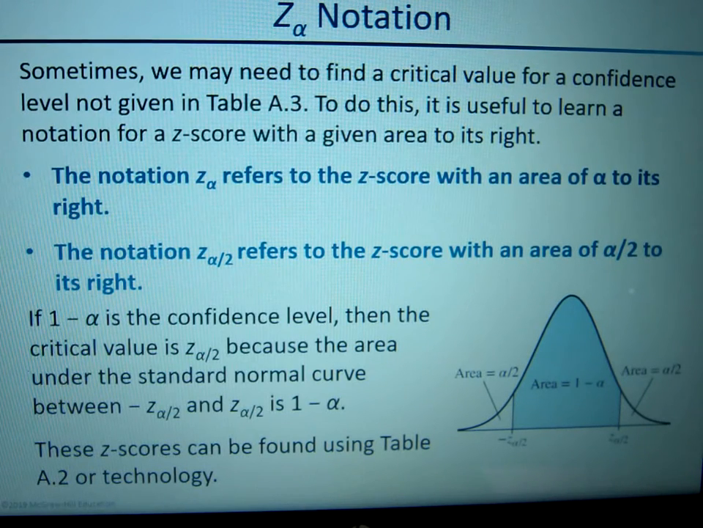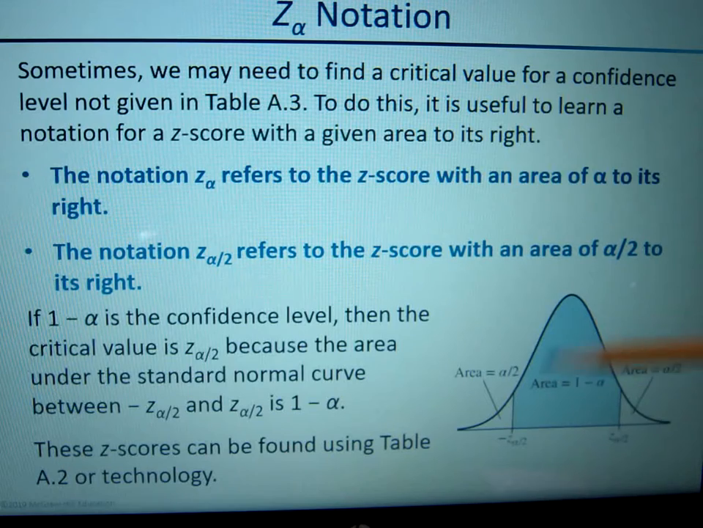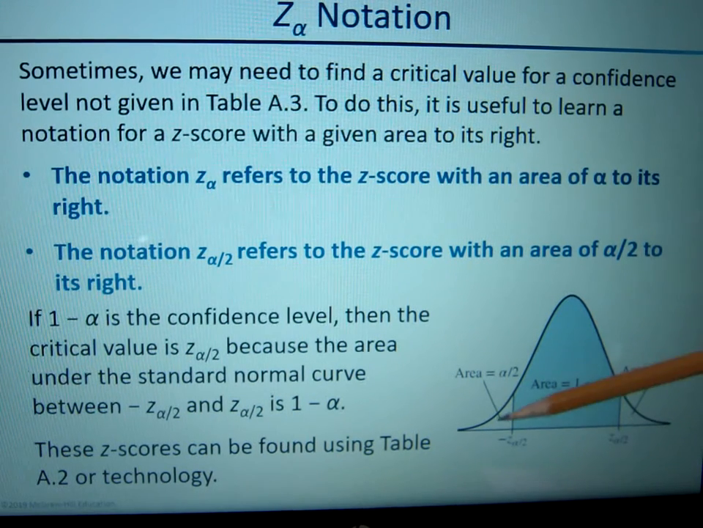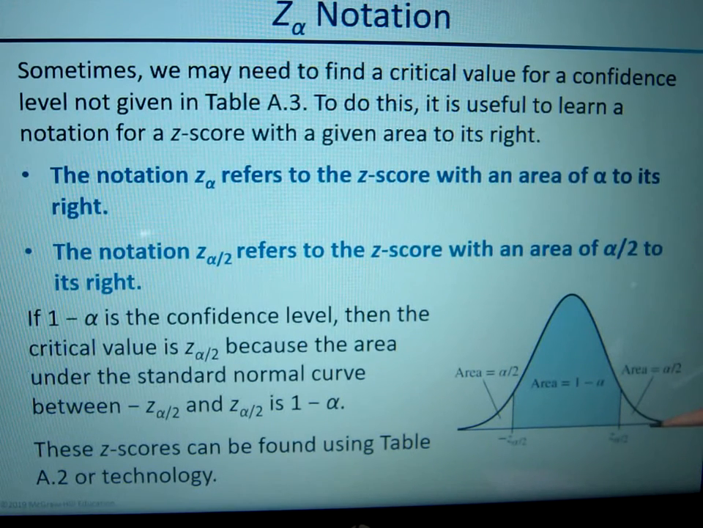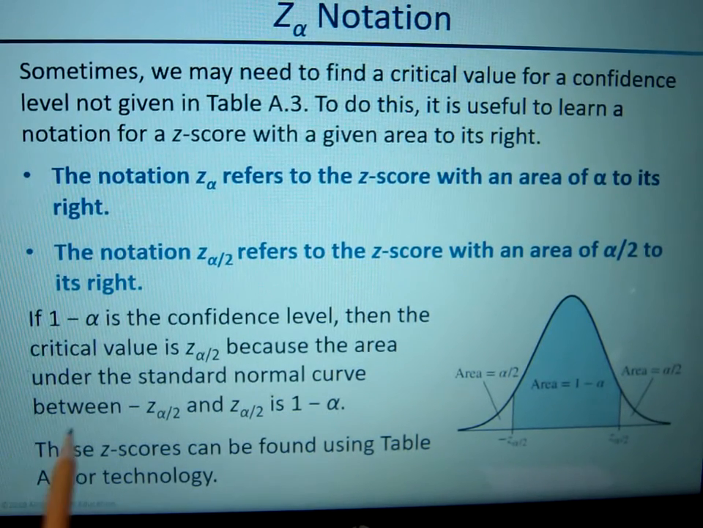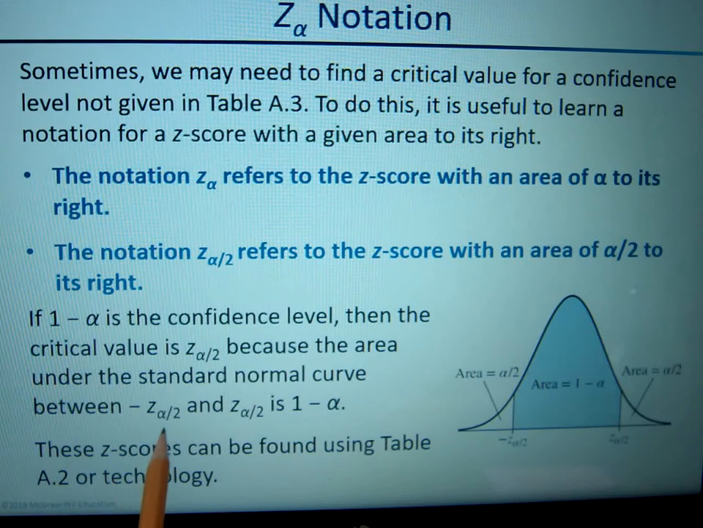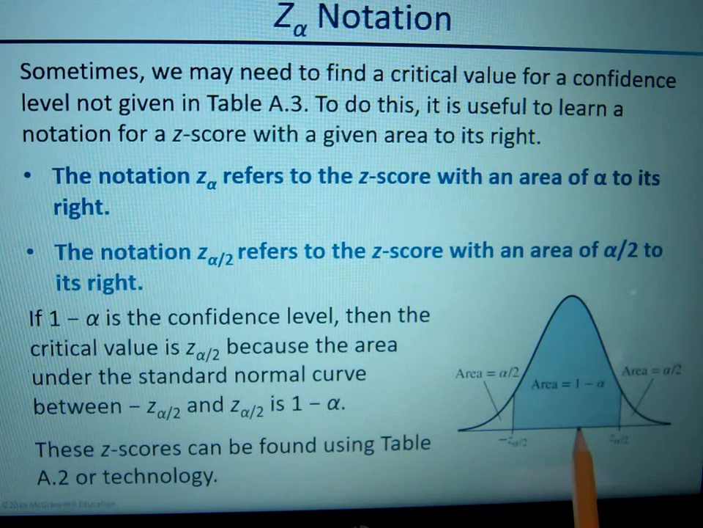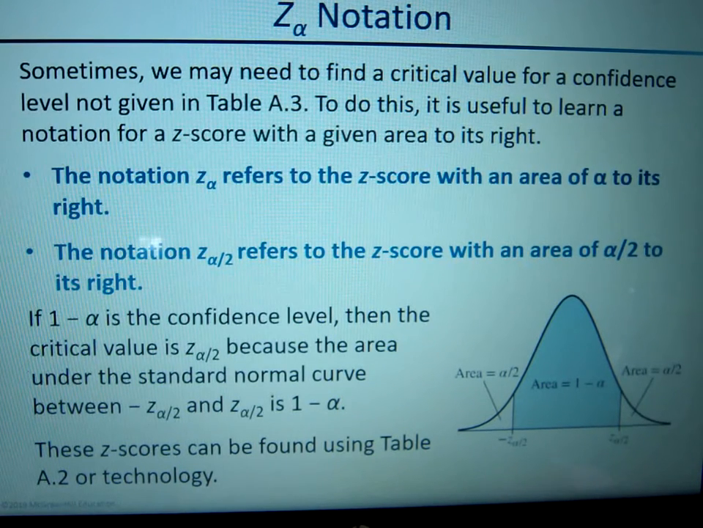Now, if you take the middle of this area and you say the entire area is 1, and you're going to subtract whatever this area is left, we'll say alpha, then what would be left in each tail is going to be alpha divided by 2. So, we're going to take a look at negative Z alpha over 2 and Z alpha over 2. That area in between will be 1 minus alpha. These Z-scores can be found using a table in the appendix or using your calculator.